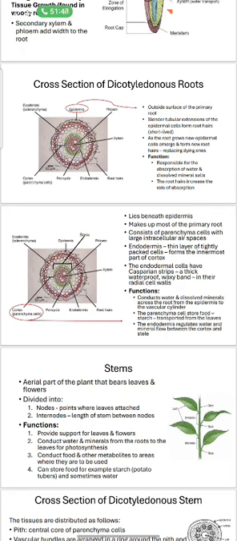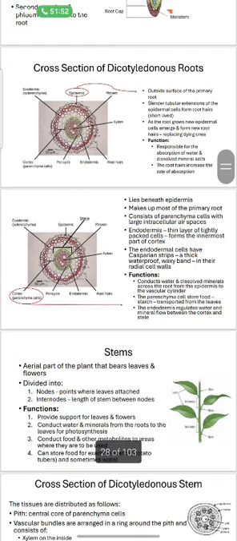The functions are that they conduct water and dissolved minerals across the roots from the epidermis to the vascular cylinder. The parenchyma cells store food, which is starch, transported from the leaves. The endodermis regulates water and mineral flow between the cortex and the stele.